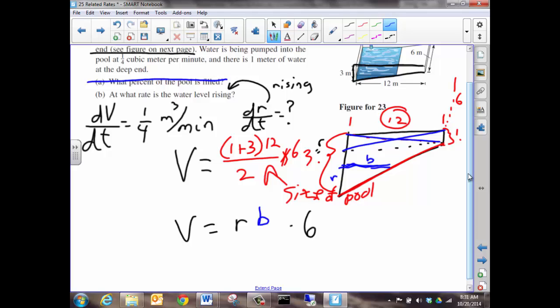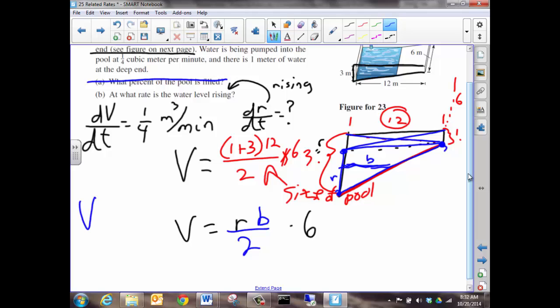Now, do you think our volume is going to be R times B times 6? Why not? Why do you think it's not going to be R times B times 6? It's a triangle. Wouldn't you agree that this shape right here is a triangle? So how do we find the area of a triangle? Base times height divided by 2. And then this gives us the area of the triangle times the height, or the width, of the whole thing.